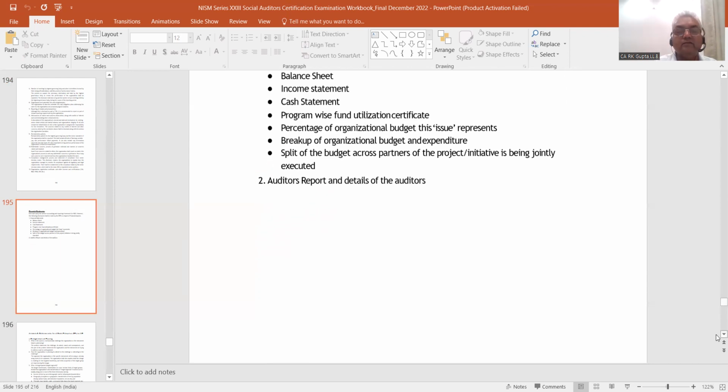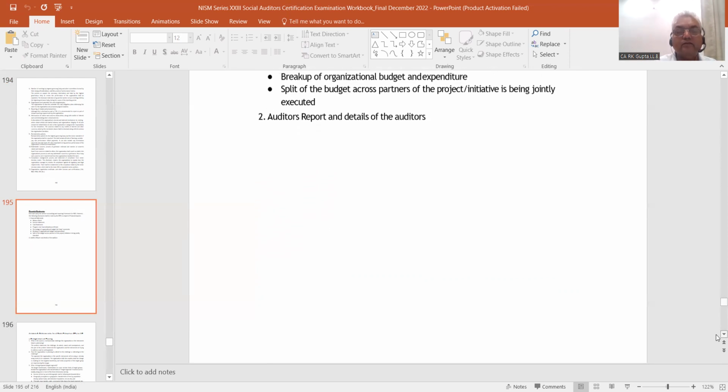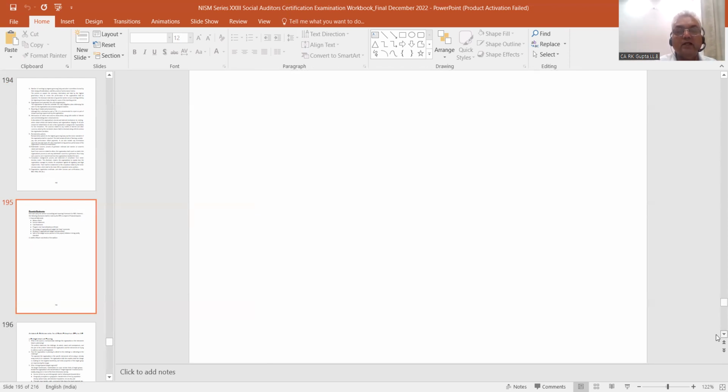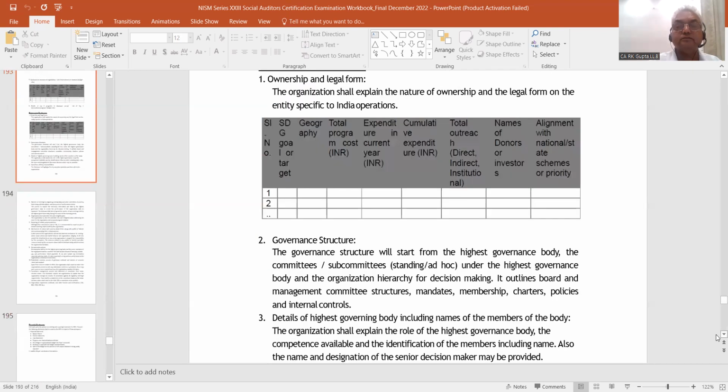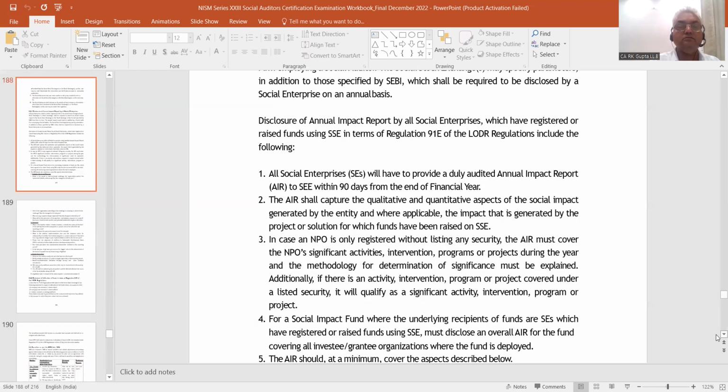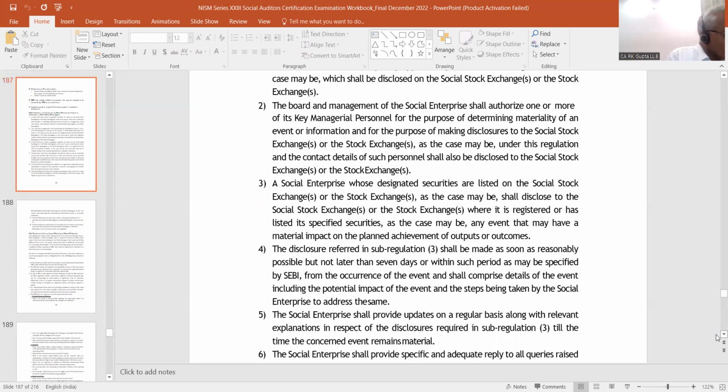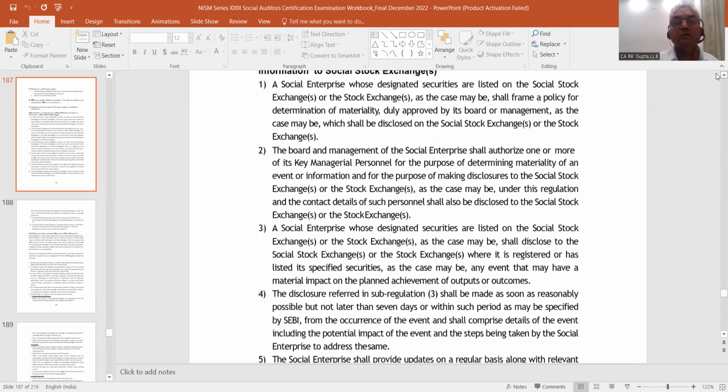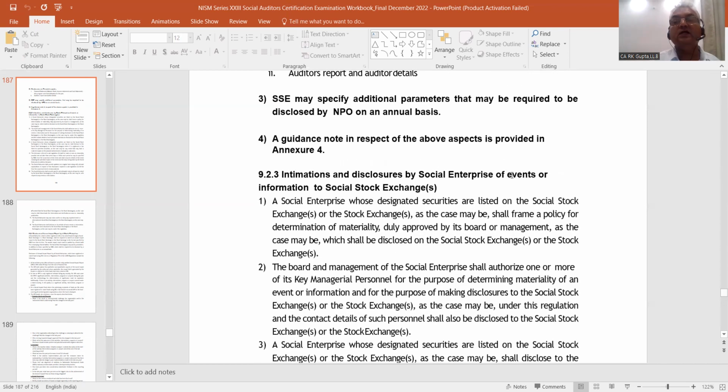So this was regarding Annexure 4. Now we will go back again to the disclosures. So we were on chapter 186. So we have seen the details which are given in Annexure 4.